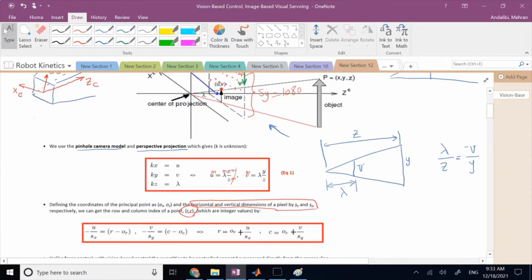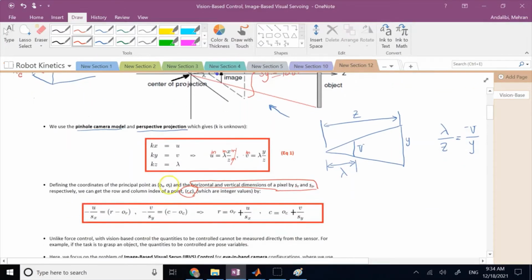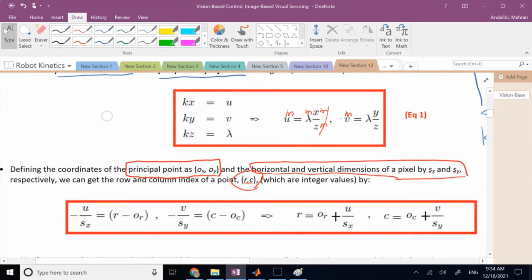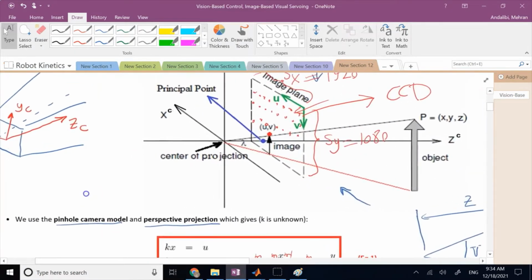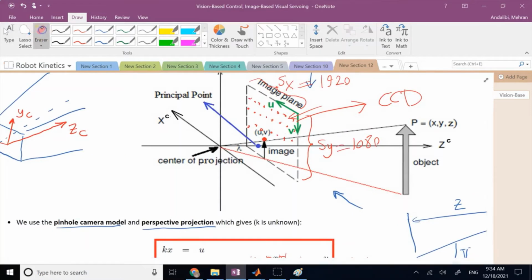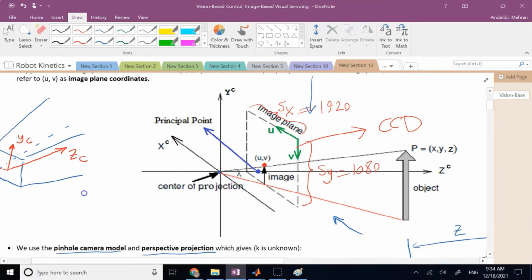So you need those. And the other thing you need is what we call the principal point, the location of the principal point OX and OY in terms of pixels. What is the principal point? So let's talk about that one. Remember we had the center of projection, or the location of the pinhole, correct? Here, the center of the camera coordinate frame, which is at the intersection of XC, YC, and ZC.